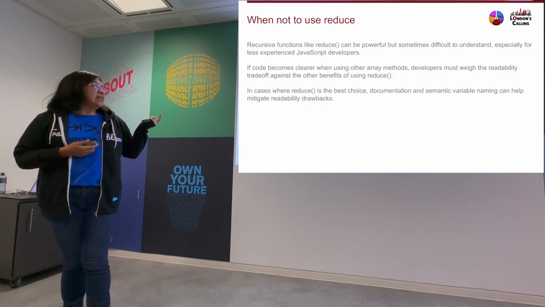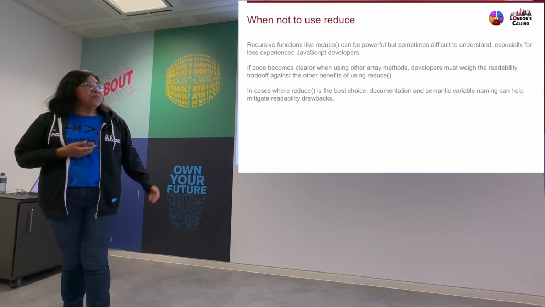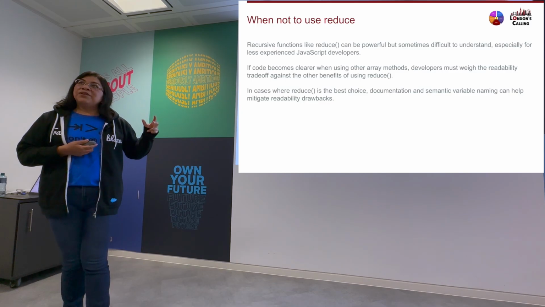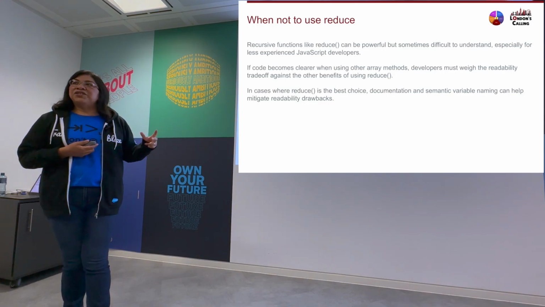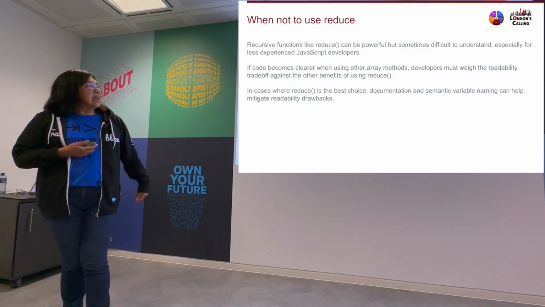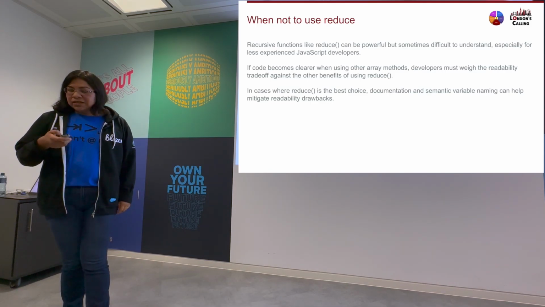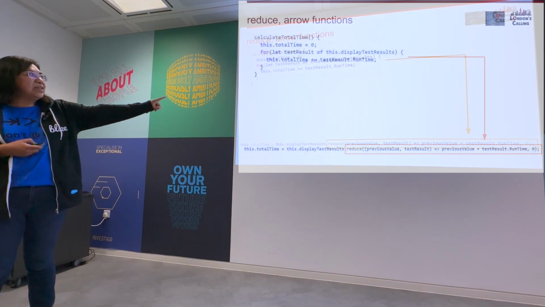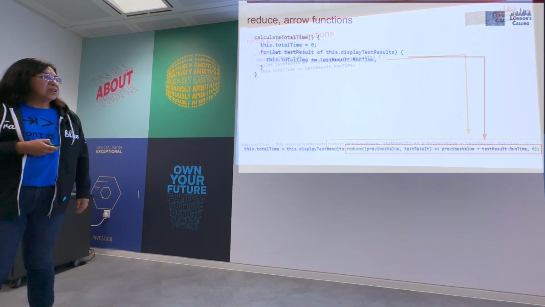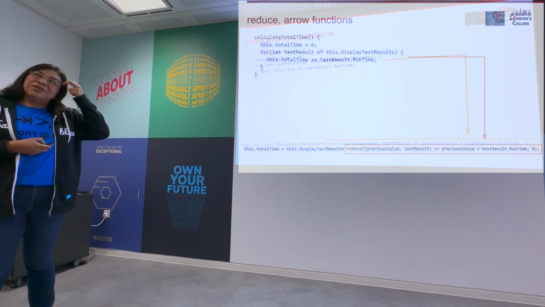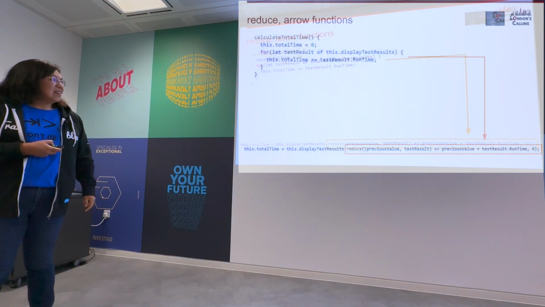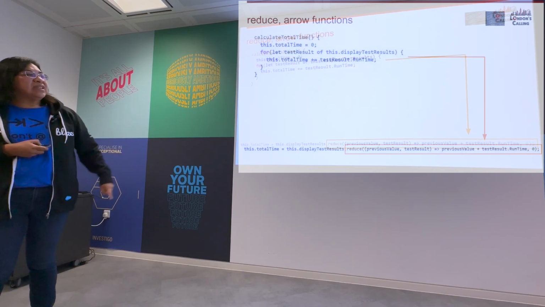I think there are some cases when reduce is the best choice, but documenting and using semantic variables, meaning naming the variables according to what you are going to do in the function itself, can help mitigate readability issues. In this case reduce is very simple, and you can see what it's doing here. But reduce can be used not just to accumulate. It can be used for very complex things, and you don't know what you are going to be doing there.